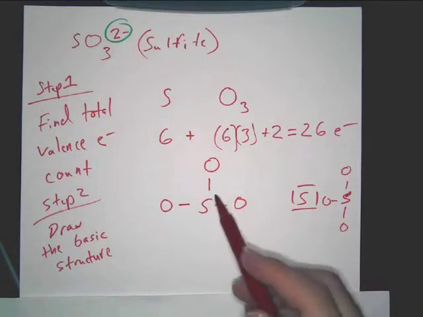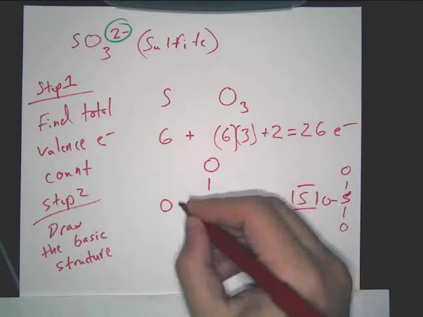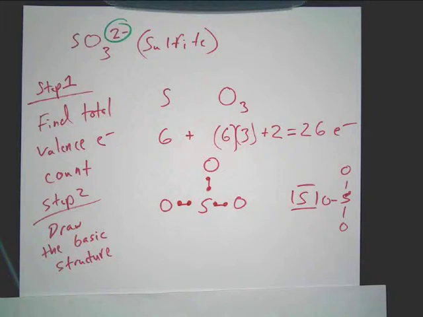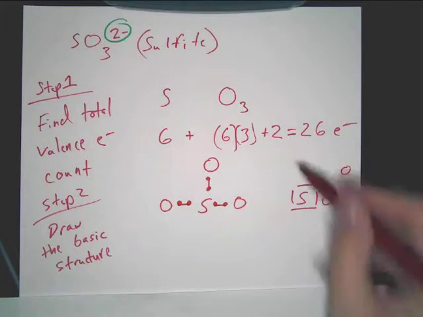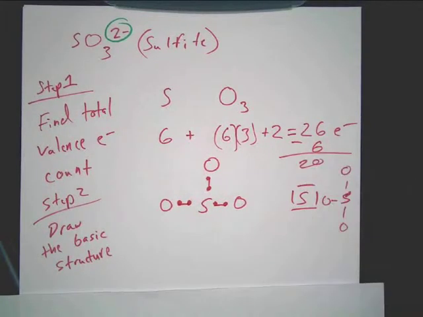Now, how many electrons do you think I just added into this diagram? 6. Why do you say 6? Each line counts for 2 electrons. Our goal is to eventually use all the electrons to create this diagram. Right now I've used 6, so I'm going to subtract that, and we're left with 20 electrons to add in.